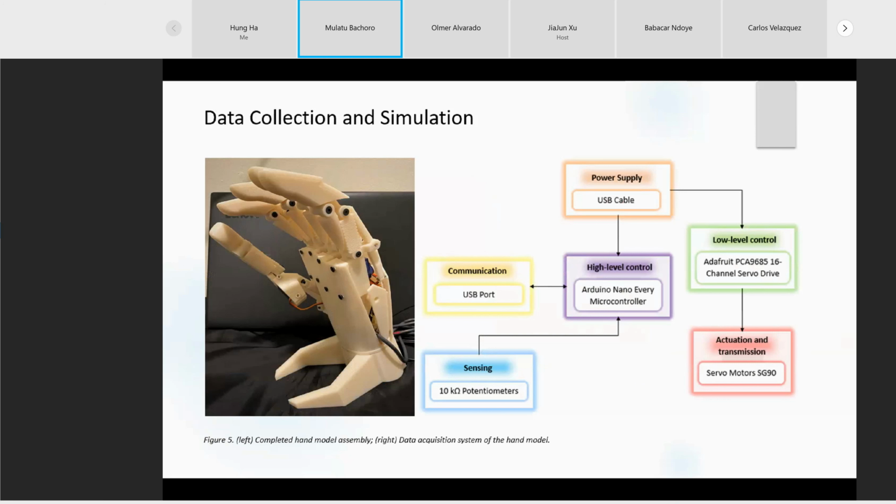It has a few pins with pulse width modulation. We are using an Adafruit 16 channel servo driver that can actuate up to 16 servo motors at the same time.